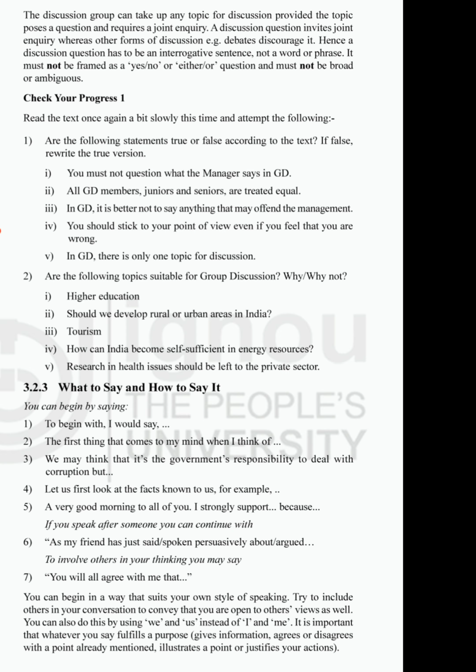Check your progress. 1. Read the text once again a bit slowly this time and attempt the following. 1. Are the following statements true or false according to the text? If false, rewrite the true version. I. You must not question what the manager says in GD. II. All GD members, juniors and seniors, are treated equal. III. In GD, it is better not to say anything that may offend the management. IV. You should stick to your point of view even if you feel that you are wrong. V. In GD, there is only one topic for discussion.